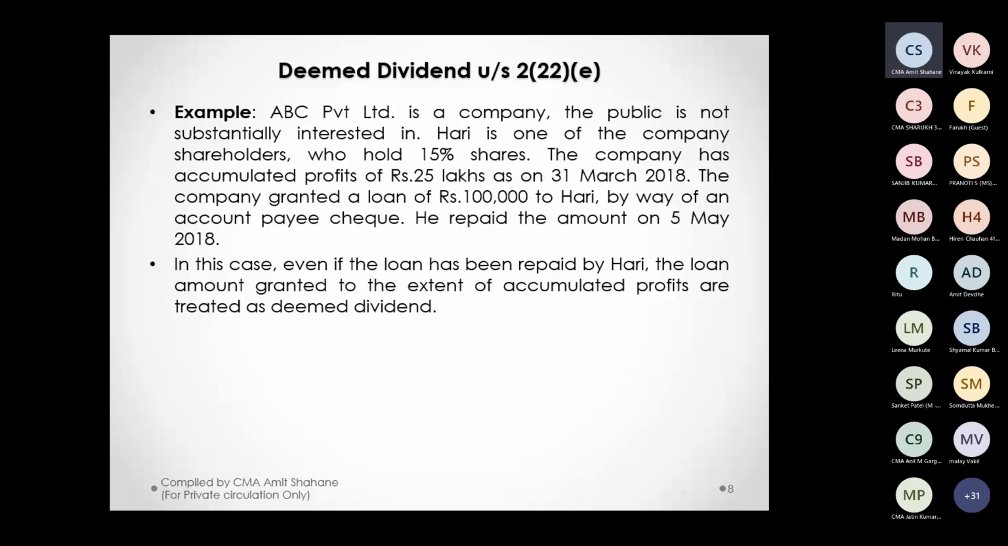In this case, even if the loan has been repaid by Hari, the loan amount granted, to the extent of accumulated profits, is treated as deemed dividend. That means the 1 lakh rupees, which is granted as a loan, even if he has repaid it immediately, that is on 5th May 2018, to the extent of accumulated profit. So since the accumulated profits are 25 lakhs and the amount given is 1 lakh, this 1 lakh will be treated as deemed dividend under section 2(22)(e).